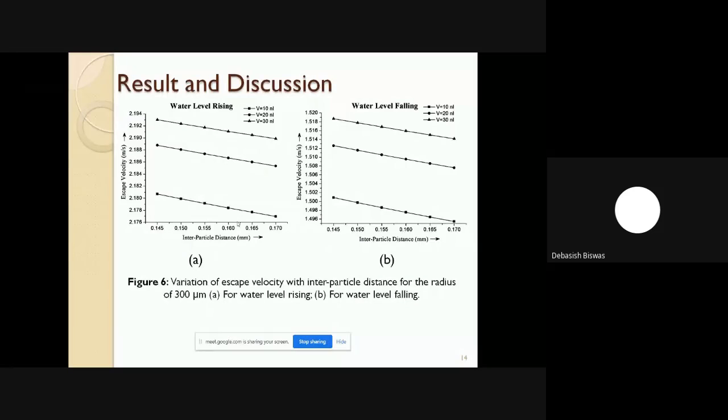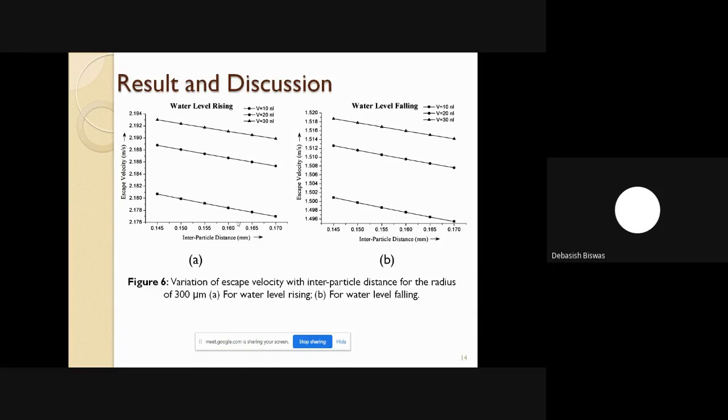Result and discussion. As I have already stated, I have plotted escape velocity versus interparticle distance for both the water level rising and water level falling conditions, for three different conditions: 10 nanoliter liquid volume, 20 nanoliter liquid volume, and 30 nanoliter liquid volume. From this figure, it can easily be seen that the influence of intergranular distance on the escape velocity is evident from all these figures, for different sizes of grains and volumes of water entered between the grains.